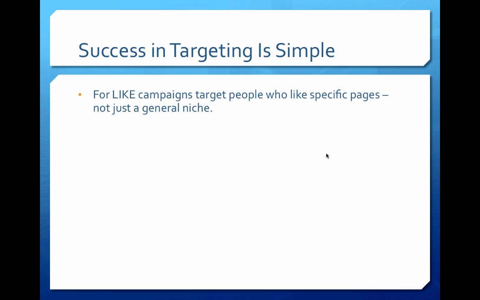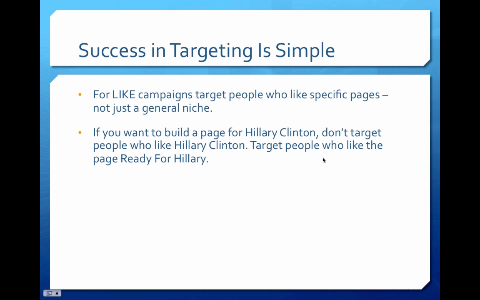For like campaigns, target people who like specific pages, not just a general niche. So it means you need to do a little simple searching. You go up to the top of Facebook and you start typing in your interests, your hobby, the person that you want to emulate. So, for example, if you want to build a page for Hillary Clinton, don't target people who like Hillary Clinton. Go up to the search bar, put in Hillary Clinton, and you'll find out that one of the biggest pages that exists is a site of people who are getting ready. It's a professional site, and the page is called Ready for Hillary. It's already got millions of people who are pledging to vote for Hillary. That's who you want to target, not just people who like Hillary Clinton.